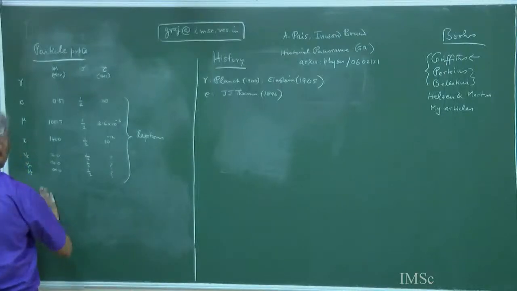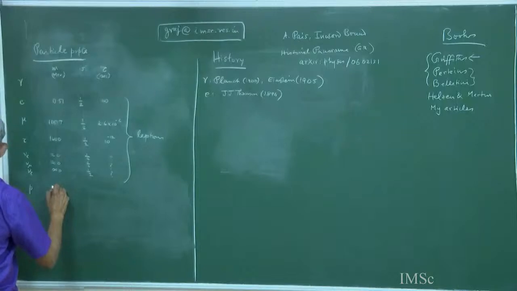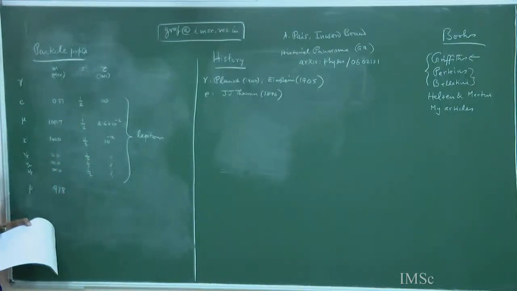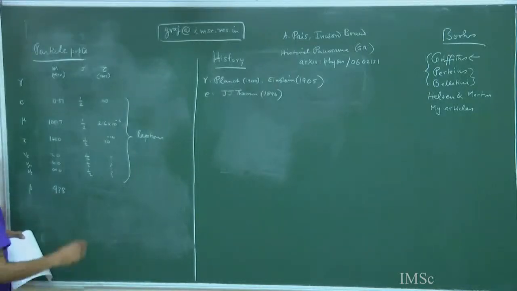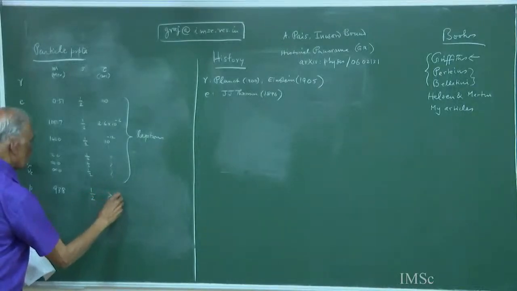Then comes the hadrons. The first hadron, of course, is proton, the nucleus of the hydrogen atom, and mass is 938. Please warn me whenever I go to small letters. These letters you can see, or is it too small? You can make them slightly bigger. Okay, I will try. This is 938, you can see, right? Yeah, spin is again half. And lifetime is, as of now, larger than 10 power 34 or 33 years.